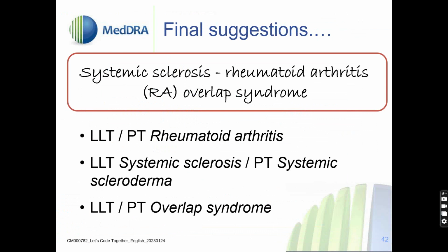And in the meantime, we may find that a new, more specific term does get added, either as an LLT under overlap syndrome or as its own PT, depending on what the decision may be. So any questions, Caroline, on that one?